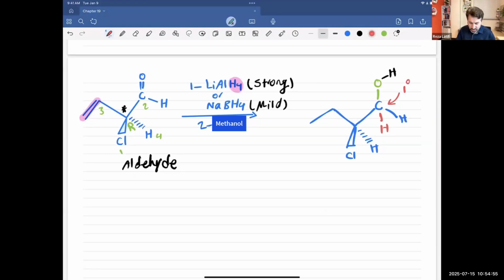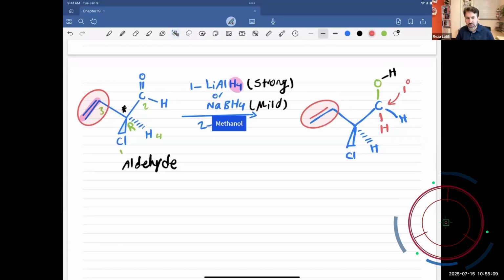And now, one thing that I want to highlight: nothing happened to the double bond. The double bond stayed as it is. So those reducing agents will not touch the double bond. They will only go after the carbonyl group. Okay, and this is going to be the end of this lecture, and thank you very much.